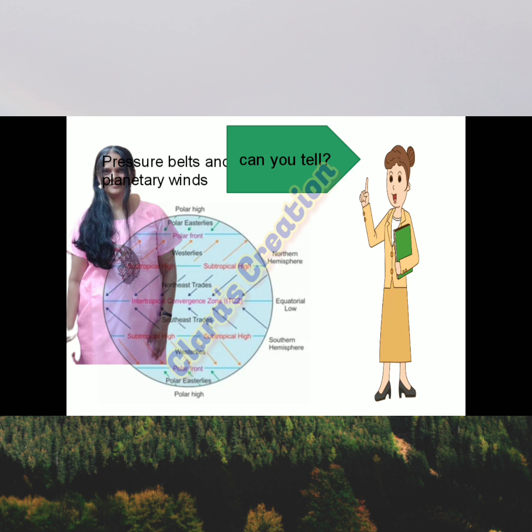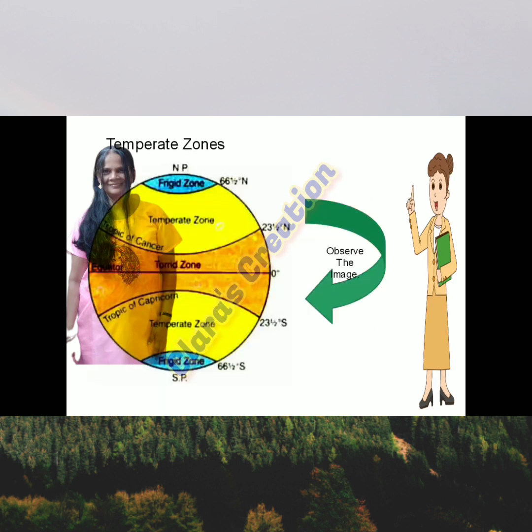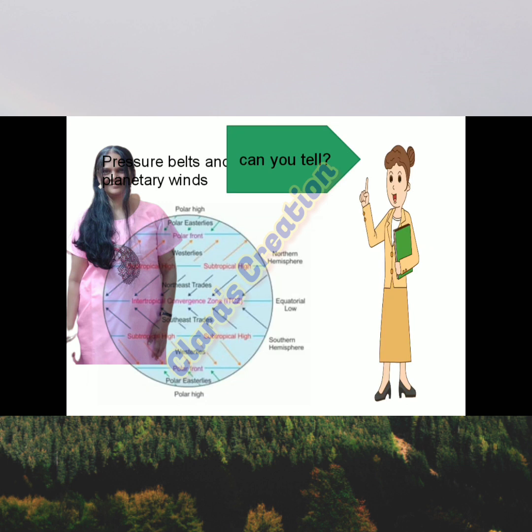Which pressure belt is mainly found in the tropics? Equatorial. Low pressure belts are mainly found in the tropics. Tropics are shown here in this image. With which pressure belts are the polar winds associated? In which temperate zones are they observed? The polar winds are associated with polar high pressure belts and sub-polar low pressure belts.